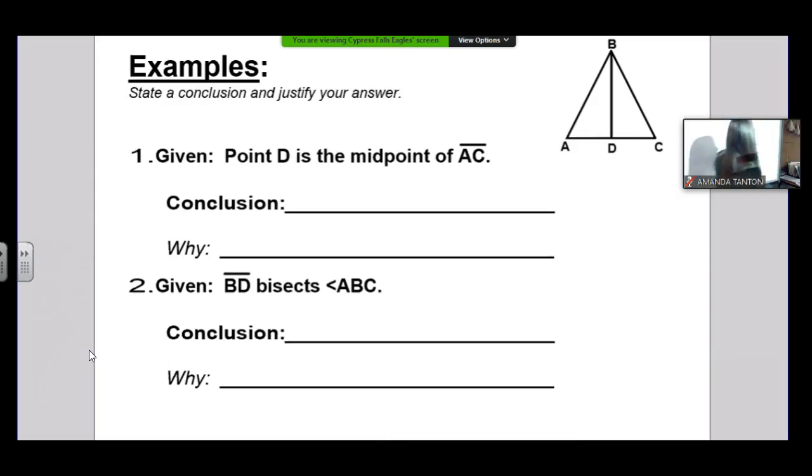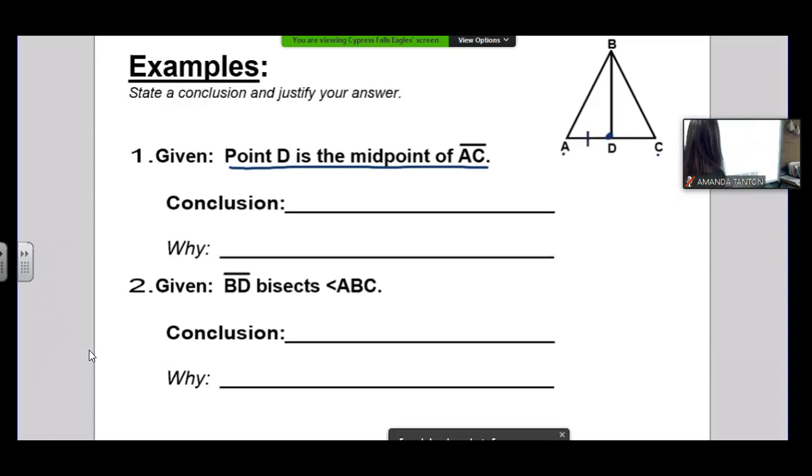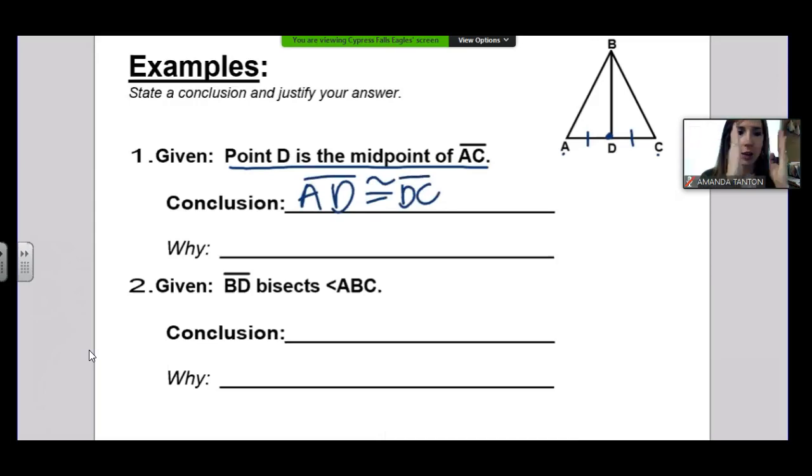The statement is point D is the midpoint of AC. Then you ask yourself, so what? So what if D was in the middle of AC? What do I know now? You can say it out loud. What do you know? That AD is congruent to DC. Perfect. I know I can go and add tick marks to my picture. So since I can add tick marks, those tick marks really are saying that AD is congruent to DC.